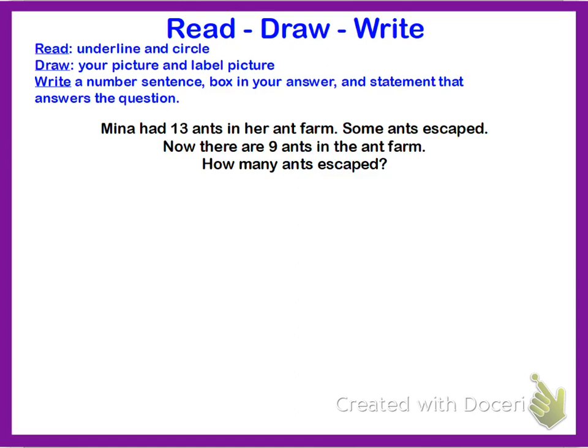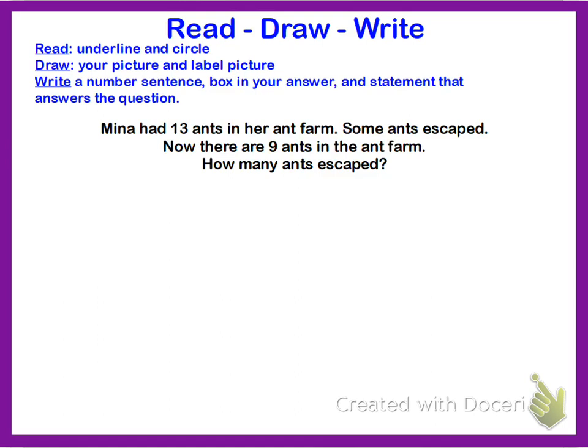So, looking at this, it says Mina had 13 ants in her ant farm. Some ants escaped. Now there are 9 ants in the ant farm. How many ants escaped? Now I'm going to read it again.